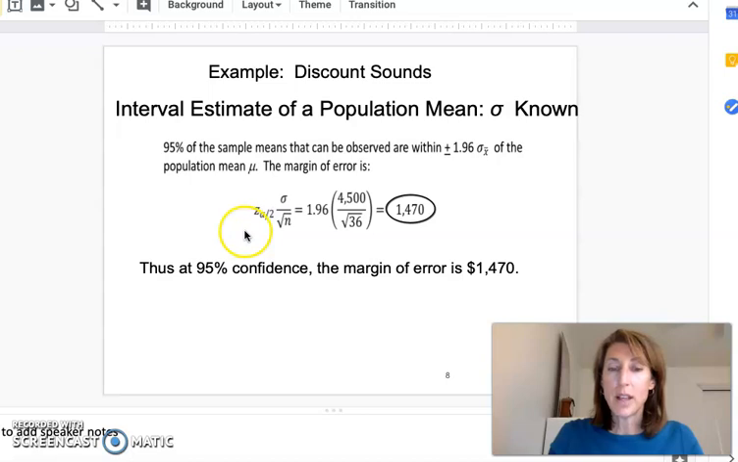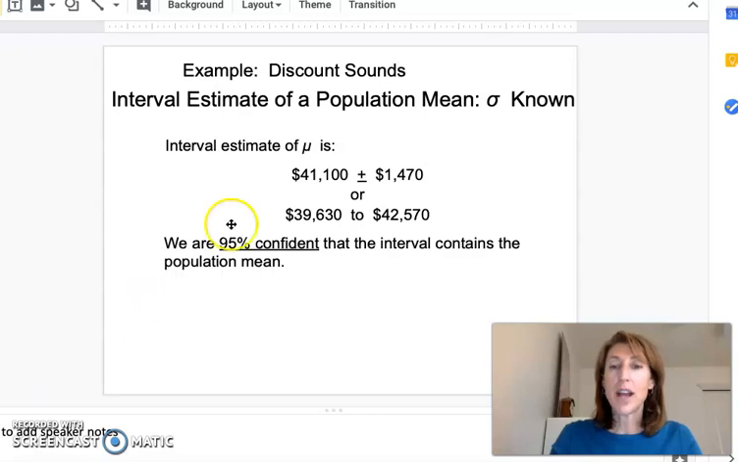So we go ahead and we use our formula, z-score, alpha divided by 2. We know that's a 1.96 z-score for the 95% confidence level. Multiply it by 4,500, the population standard deviation, divided by the square root of n, our standard error. And that is our margin of error, $1,470. So at 95% confidence level, the margin of error is 1,470. We just add that to or subtract that from our x bar. So 41,100 plus or minus 1,470. Here is our confidence interval at 95%, our interval estimate. We can say we are 95% confident that the interval contains the population mean. So 39,630 to 42,570. Okay, so that's the technical way of doing this.